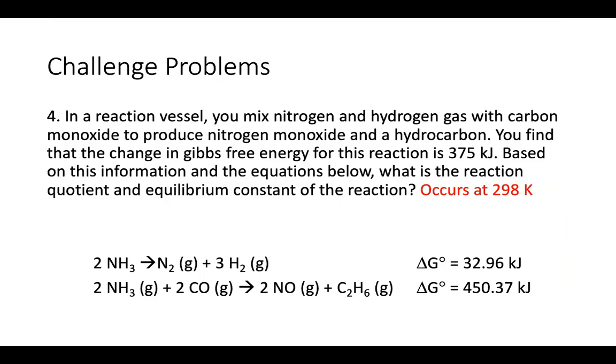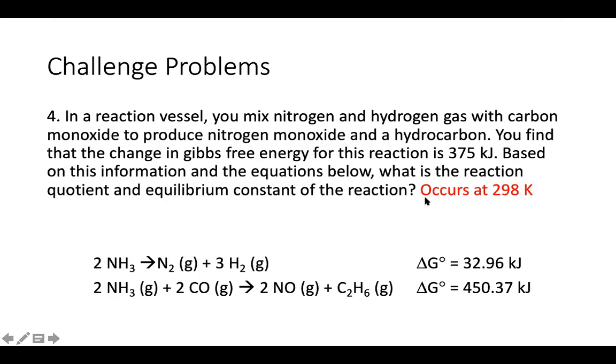Okay, so in this problem, you're told that you have a reaction vessel. You're going to mix nitrogen and hydrogen gas along with carbon monoxide, and you're going to produce nitrogen monoxide and a hydrocarbon. And you're given some reactions down here. Remember that a hydrocarbon is just a compound that only contains hydrogen and carbon. So the hydrocarbon they're referring to in the problem has to be C2H6, the only hydrocarbon present in either of these two equations.